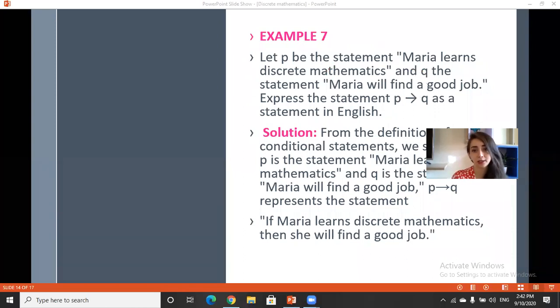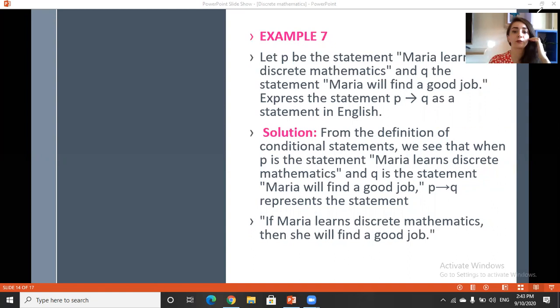Okay, example. Let P be the statement, Maria learns discrete mathematics, and let Q be the statement, Maria will find a good job. So can you construct a compound statement? The first one is P. The premise is Maria learns discrete mathematics. The conclusion is Maria will find a good job. In order to find a good job, Maria should learn discrete mathematics. So if Maria learns discrete mathematics, then Maria will find a good job.